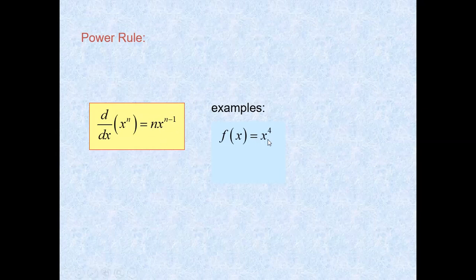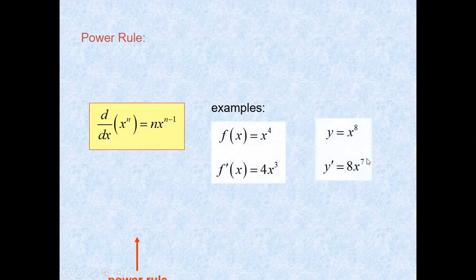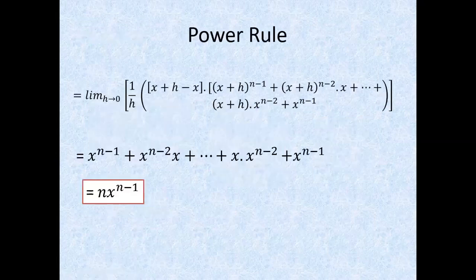f of x equals x to the power 4. We bring this power 4 to the front. It will be f prime of x equals 4x to the power 4 minus 1, which is 4x cubed. Okay, so y equals x to the power 8, and y prime will be 8x to the power 7. So simple, so handy, it's the power rule.